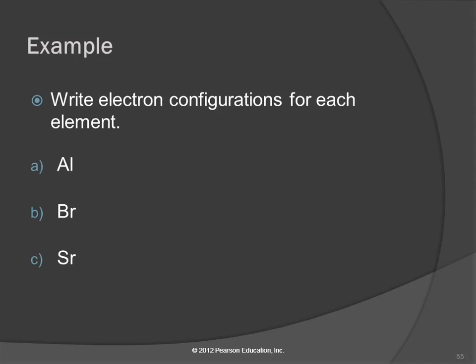So write electron configurations for each element. Aluminum. How many electrons does aluminum have? It's got 13 electrons. So we're going to have 1s2 and 2s2, and the 2p is going to be full with 6, and then the 3s can hold how many electrons? 2. S's can hold 2. So then the next one must go into the 3p. And there must be 1 electron over there in the 3p.